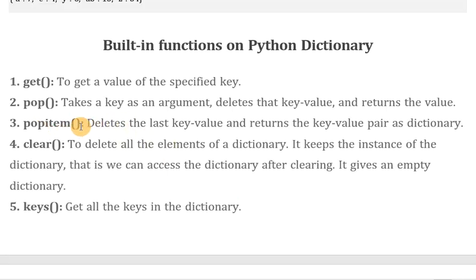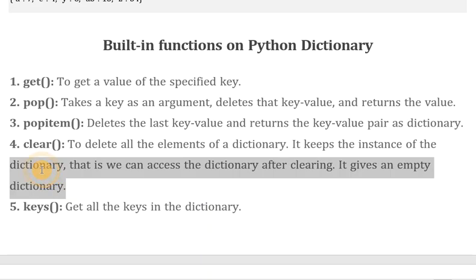Now the next one is what? Popitem. It deletes the last key-value pair and returns it. So if you are using popitem, it will return the last key-value pair. And clear is just to make the dictionary clear. It keeps the instance of the dictionary, that is, we can access the dictionary after clearing. It gives an empty dictionary. It will clear all the values and delete all the elements.